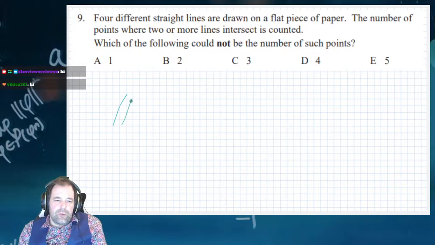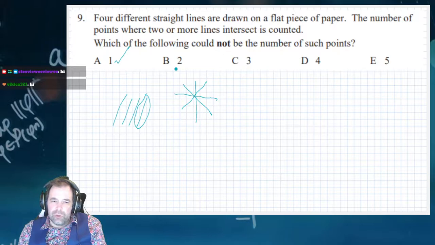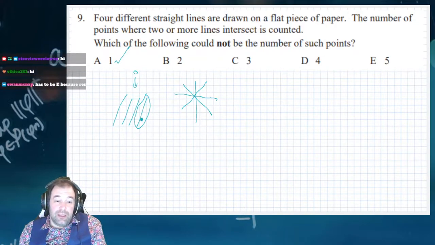So if you've got four parallel, that'll be none. As soon as one of them becomes non-parallel, it will hit the other three. So they could all cross at the same point. So one is possible. Could they cross at two points? I'm not sure they can. Either you can do zero, and as soon as you deviate from that, you've got at least three, unless you start crossing at the same point. If they all cross at the same point, you get one.